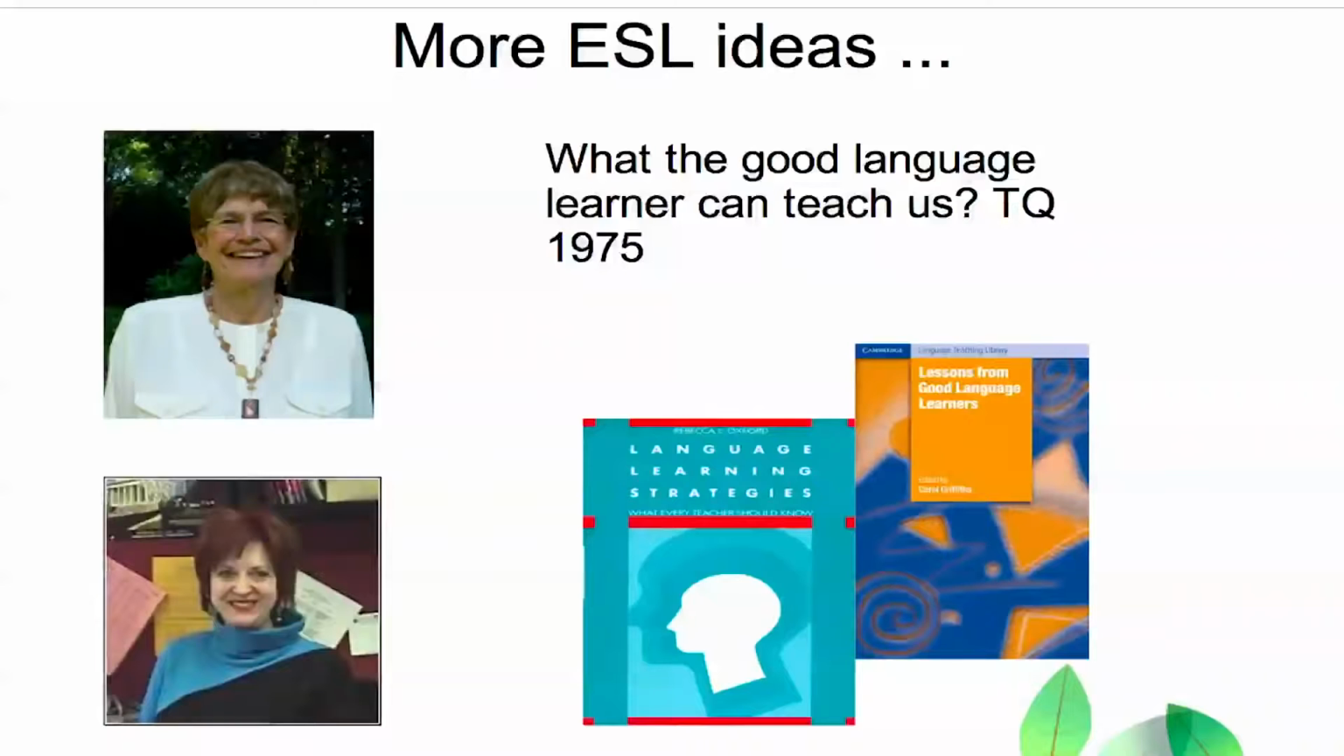More ESL ideas. Again, when I was doing my master's in the 80s, I was exposed to these ideas. Wonderful ideas. I fell in love almost immediately with people like Joan Rubin. She was very well known for her classic paper on the Good Language Learners. And then Rebecca Oxford followed through and did a lot of work on strategies and things like that.